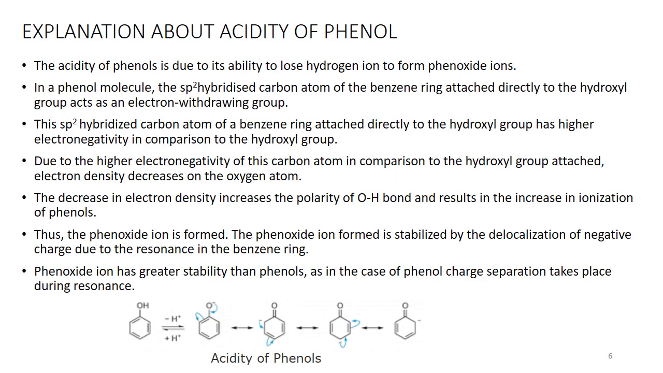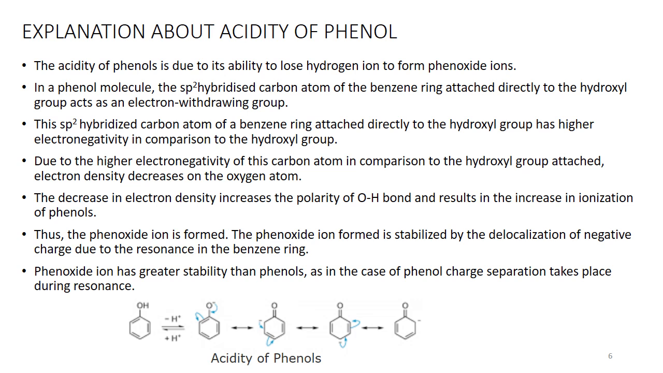A little more explanation about the acidity of phenol. The acidity of phenol is due to its ability to lose hydrogen to form the phenoxide ion that we know. In the phenol molecule, the carbon atom to which the hydroxyl group is attached is the carbon atom of a benzene ring. And we know that the carbon atoms of benzene rings are all sp2 hybridized. So the electrons present in the sp2 hybridized orbitals are situated closer to the nucleus, so they can act as an electron withdrawing group because they are strongly pulled by the nucleus.